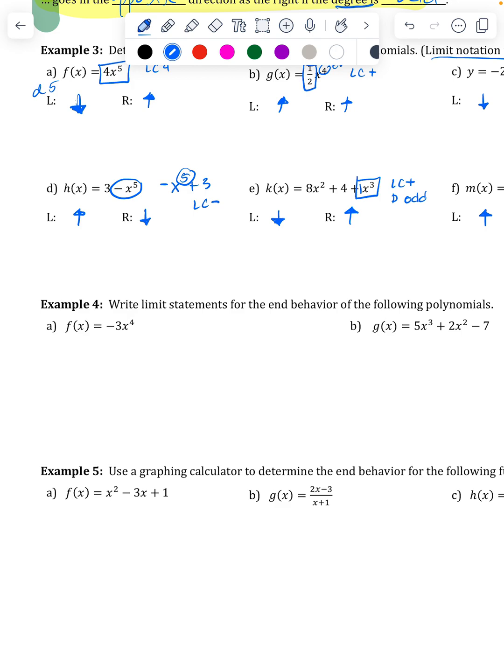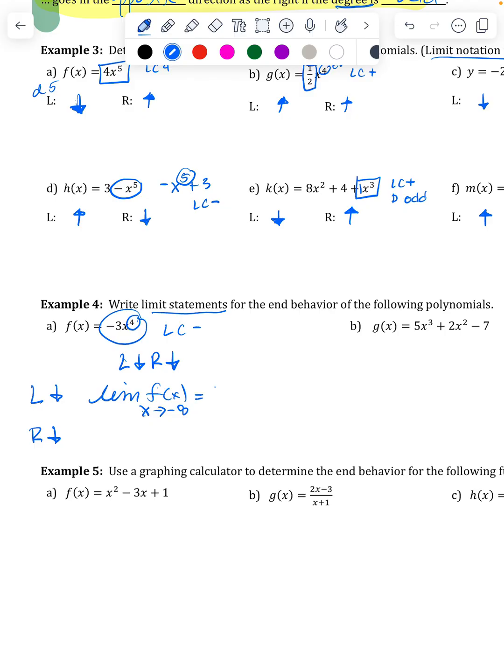This is simply saying to write the limit statements. I'm going to still think about it in the same manner. I'm going to think my leading coefficient is negative, the right end goes down. My degree is even, so the left end does the same. And then I'm just going to take time to write each of those in limit notation. So first I'm going to talk about the left end. So x has to approach negative infinity.